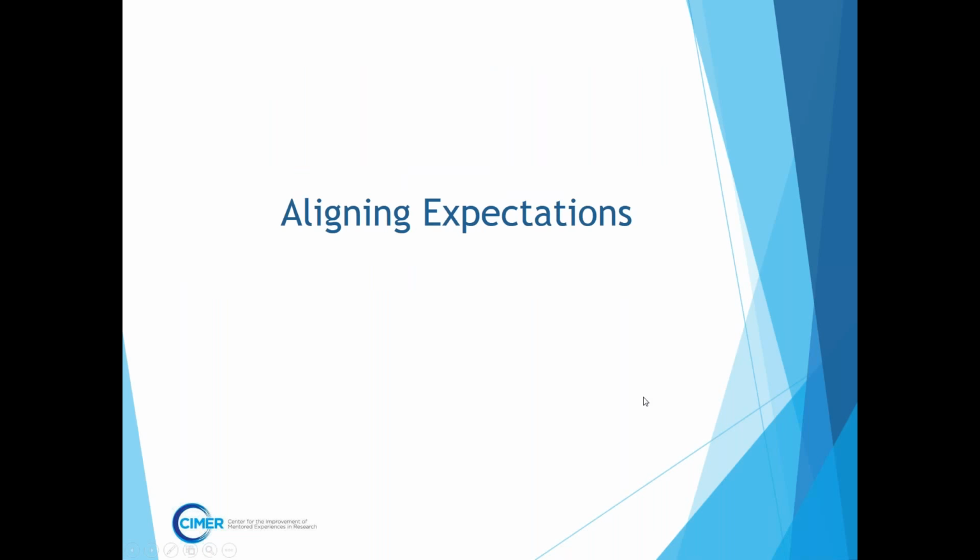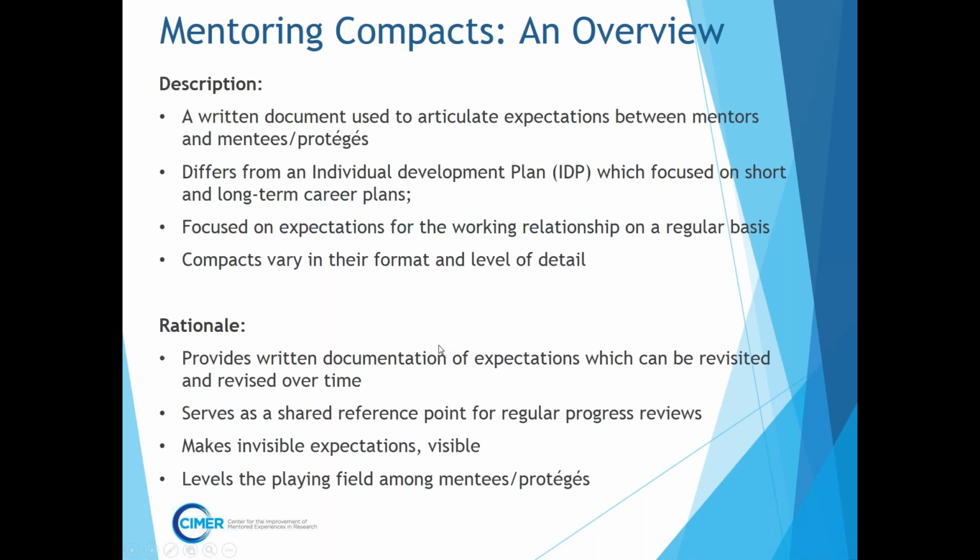So the last thing that we wanted to share with you today is talking about aligning expectations. Aligning expectations turns out to be one of the places in terms of mentoring relationships where with very little change in practice, you can see huge outcomes. It's also where we can get really tripped up in the relationship if expectations are not clear and they're not aligned. So I want to introduce the concept of mentoring compacts.